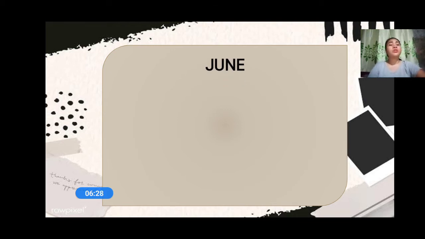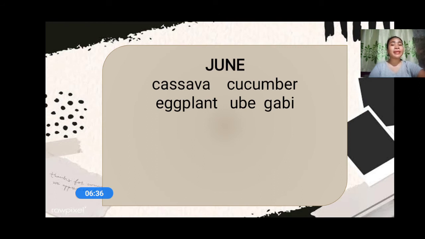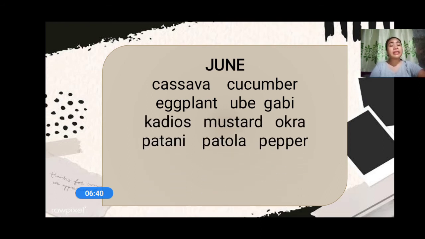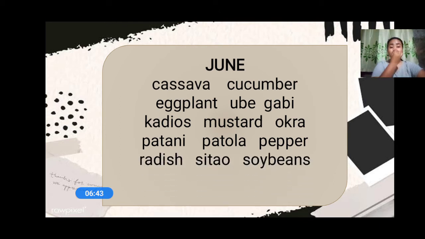Okay, so June, here are the vegetables that can be planted during the month of June. We have cassava, cucumber, eggplant, ube, gabi, kadyos, mustard, patani, patola, pepper, radish, sitaw, soybeans, squash, and tomato.